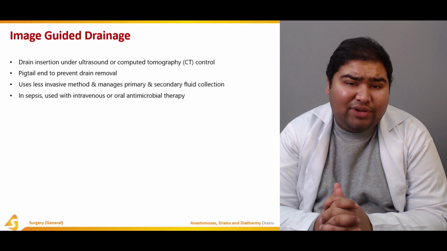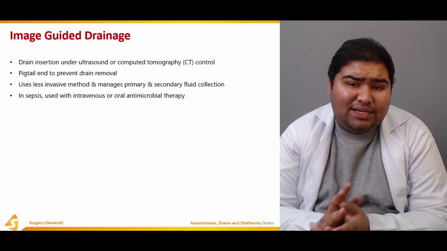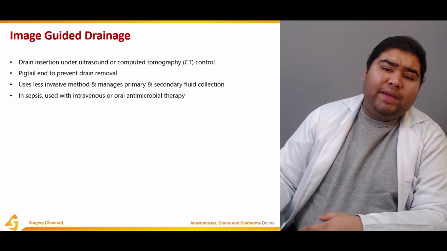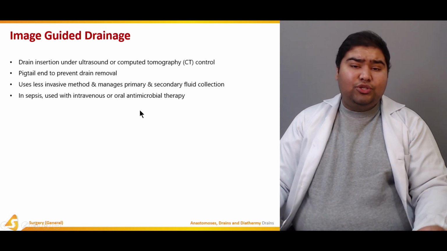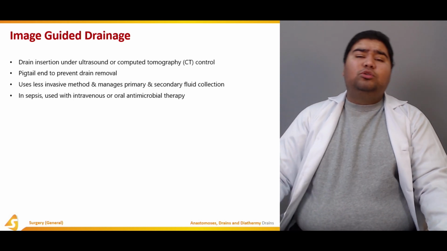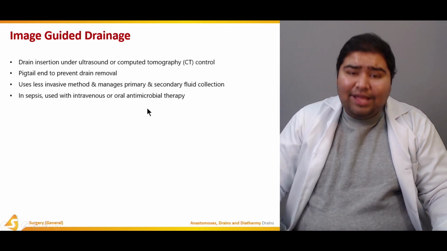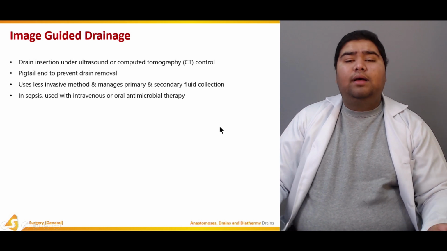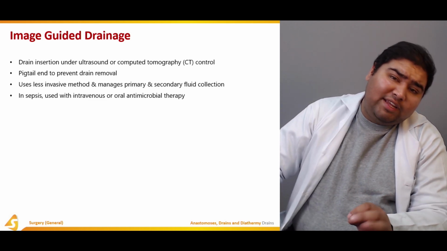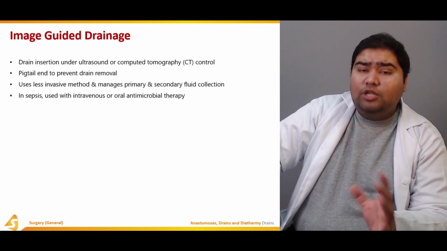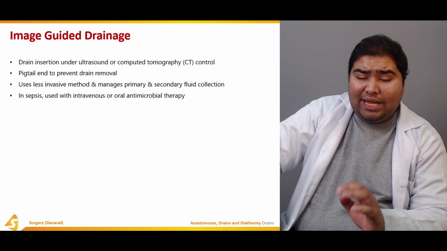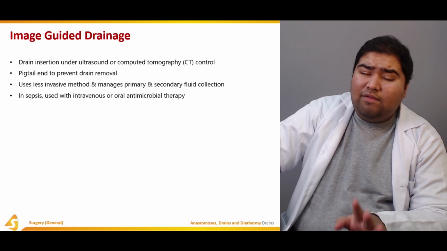Now, there are certain other techniques as well. We have image guided drainage. In image guided drainage, the drain is inserted under ultrasound or CT control. Now, a pigtail end is used to prevent drain removal. That is, a swollen pigtail end is used so that the drain cannot be removed accidentally. It uses less invasive methods and manages primary and secondary fluid collection. These methods are less invasive because they are under image guidance, so a lot of structures are not damaged, and they can help in the drainage of primary and secondary fluid collection anywhere in the body.